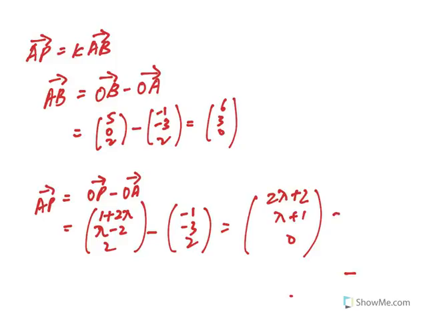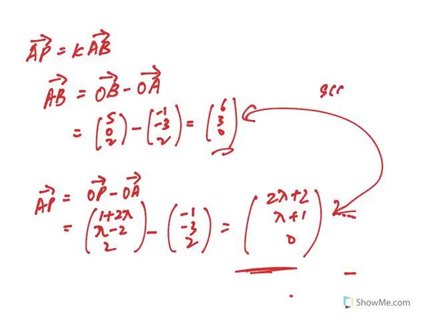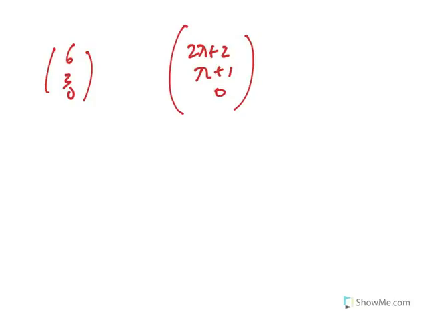You can see here, it's possible. You know that, children, you are trying to show a scalar multiple because when you are doing this, you have this in mind. You need to show that these two are scalar multiples. So go to the side and get your hands dirty. One is 6, 3, 0. The other one is 2 lambda plus 2, lambda plus 1, 0. How do you show that these two are scalar multiples?